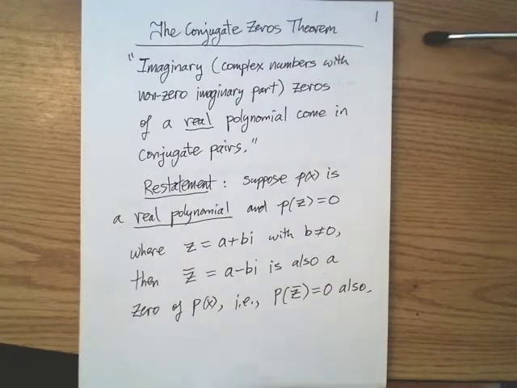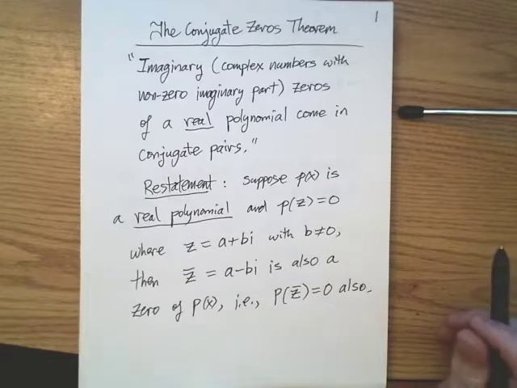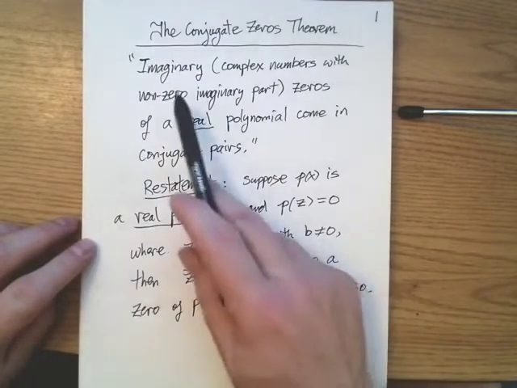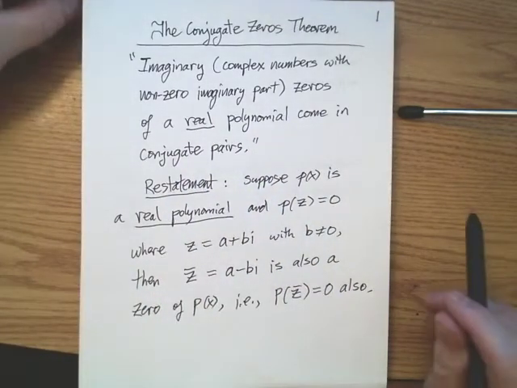Okay, let's talk about something called the conjugate zeros theorem. This isn't very difficult. This is something you'll need to know for the next exam. But let's see what it says. The conjugate zeros theorem: imaginary zeros of a real polynomial come in conjugate pairs.